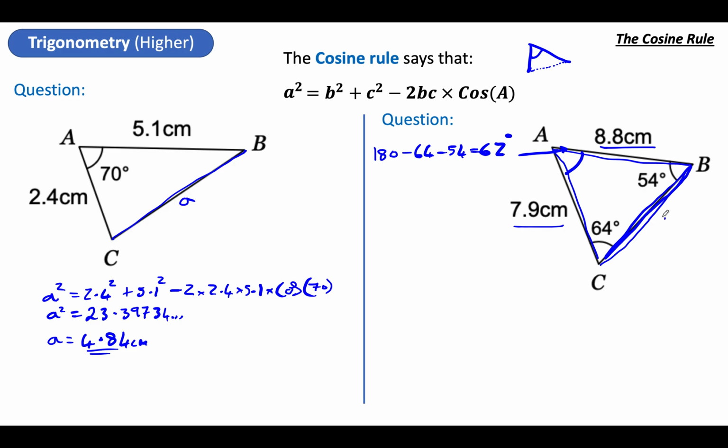So the side, I'm going to call it A over there. A squared will be equal to B squared plus C squared, so 7.9 squared plus 8.8 squared. Take away 2 times B times C, so 7.9 times 8.8, times by cos of the angle. And the angle we said is 62, which is the angle between them. Oh, that's some terrible writing going on there, isn't it? Still, hope you followed that if you're listening.